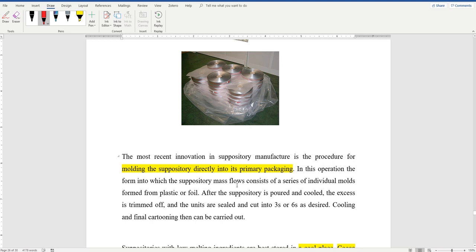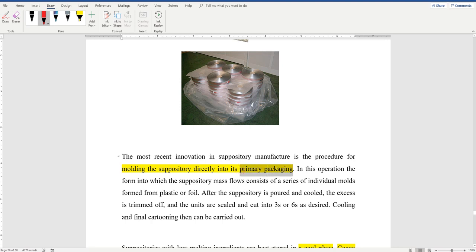Does anybody know? Well, packaging can be classified as primary, secondary, tertiary packaging. The primary is the package immediately surrounding the drug, the one in contact with the drug. It's in contact with the drug immediately. We call it the primary package. For suppositories, the fused or melted suppositories will be poured directly into the primary package.